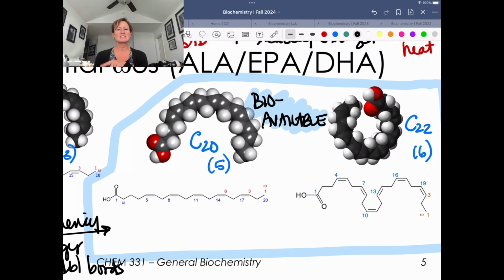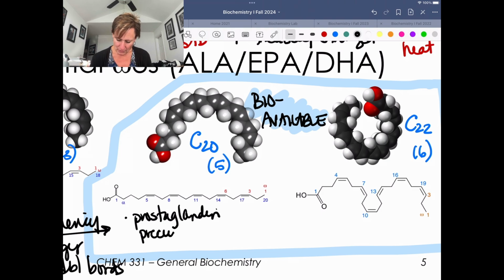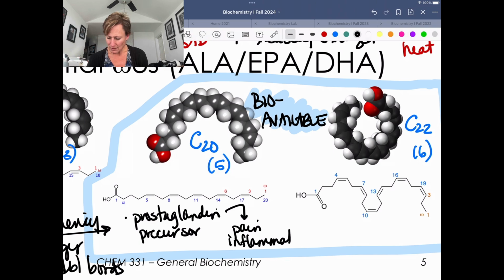So last little thing here is just to highlight what these are useful for. If we think about the C20 fatty acid here, this is what we call a prostaglandin precursor. And prostaglandins are molecules that are used to induce pain, inflammation, and fever. And the gold star molecule here is that we've got the ability to regulate the production of inflammation.